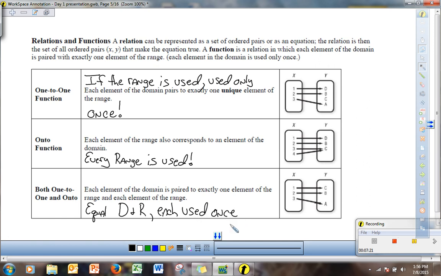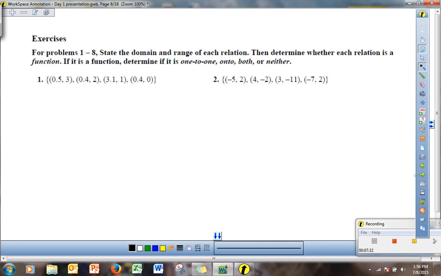So there's what we got on that. That's that box on your sheet. Now I'm going to pick the pace up a little bit because it's really pretty easy here, guys. It says for problems 1 through 8, state the domain and the range of each relation. Then determine whether the relation is a function. If it is a function, determine if it's one-to-one, onto, both, or neither.